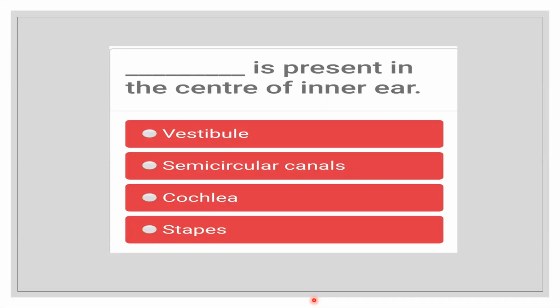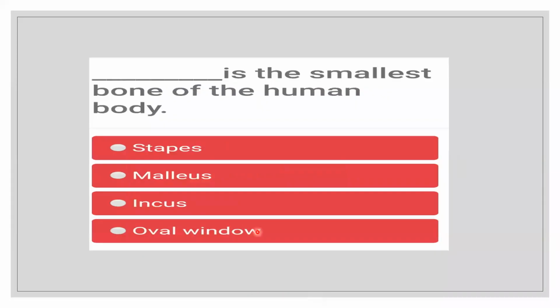MCQs. First MCQ, the statement is dash is present in the center of the inner ear. Vestibule, semicircular canals, cochlea, stapes. Second MCQ, the statement is dash is the smallest bone of the human body. Stapes, malleus, incus, oval window.